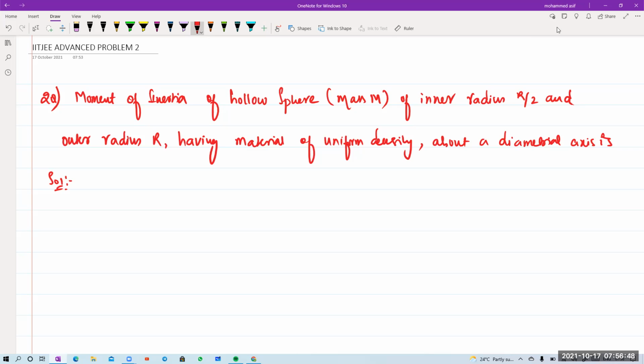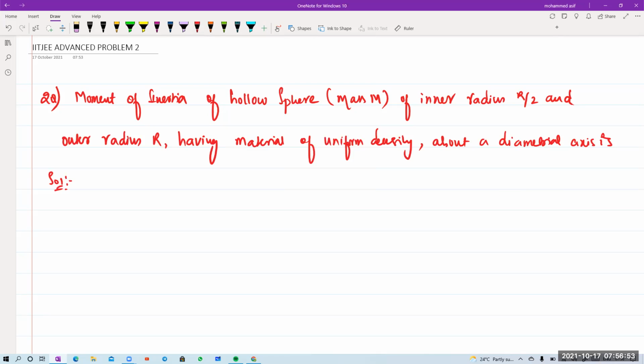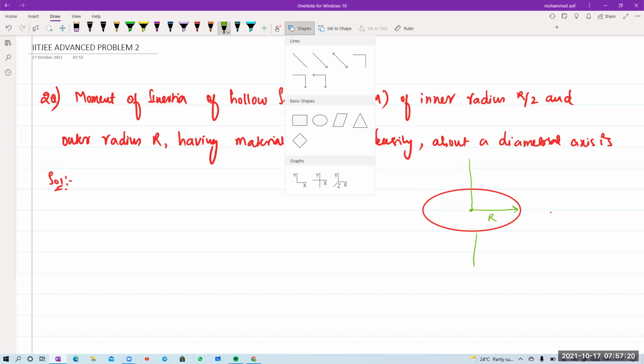Now see, if I'm talking about something like this, let me take the shape. This is some solid disk. Now this is your axis. Radius of this one is capital R. The hollow sphere is having inner radius r by 2 and outer radius capital R. That means we are having two radii related to this one. So I'll try to draw the diagram right now, otherwise it will not be easy.